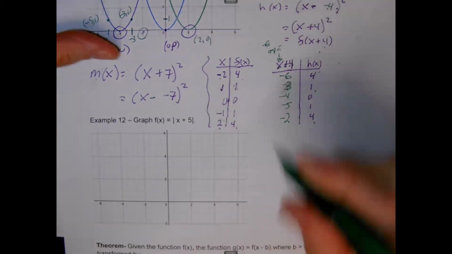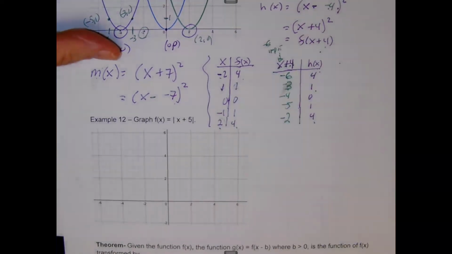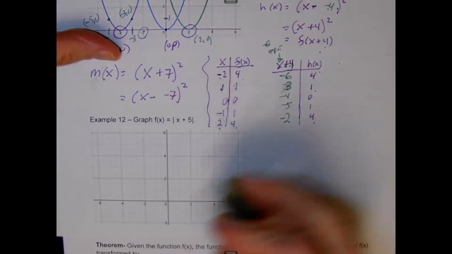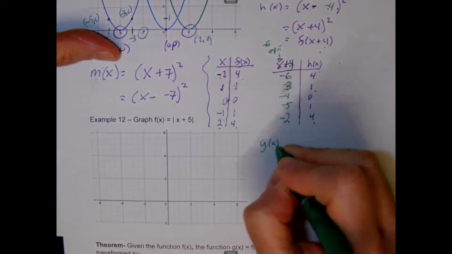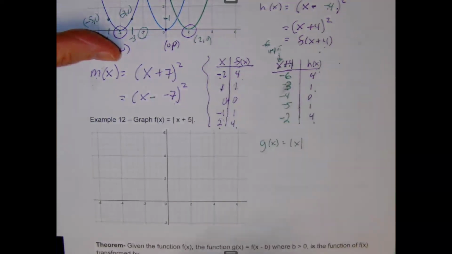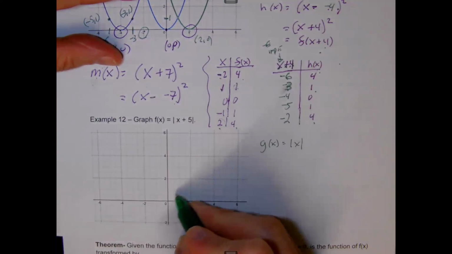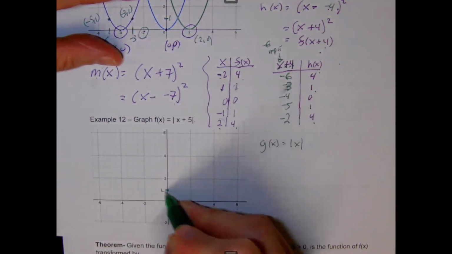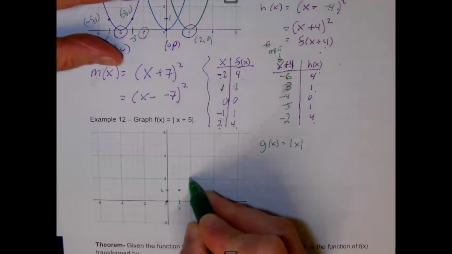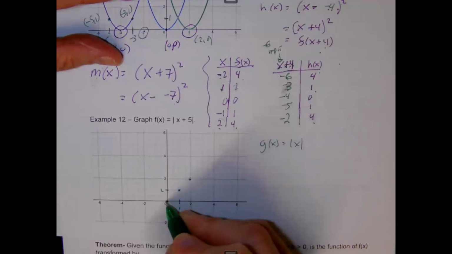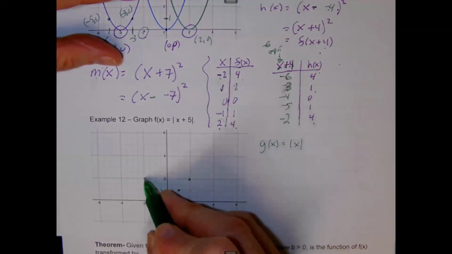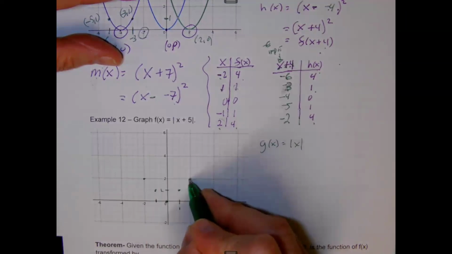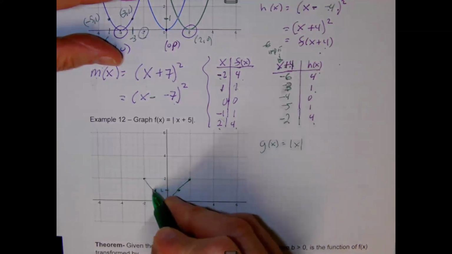Let's, for example, graph the absolute value of x plus 5. So I know the original is called g of x equals the absolute value of x. So the original is right here. 0 equals 0, 1 equals 1, 2 equals 2, -1 equals 1, and -2 equals 2. Again, this is just so we have an idea where the original one is located.